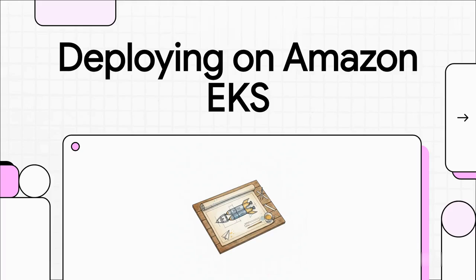Launching an application on Amazon's Elastic Kubernetes Service, or EKS, well, it can feel super complicated, right? Kind of like you're staring at a blueprint for a rocket ship. But what if I told you it only takes a few key components to actually get to liftoff? In this explainer, we're going to walk through that exact process, step by step.